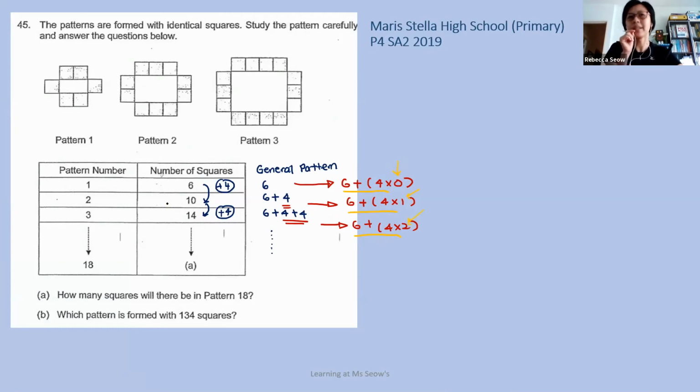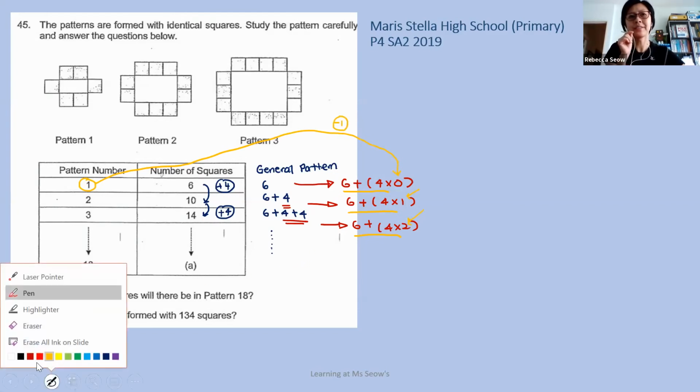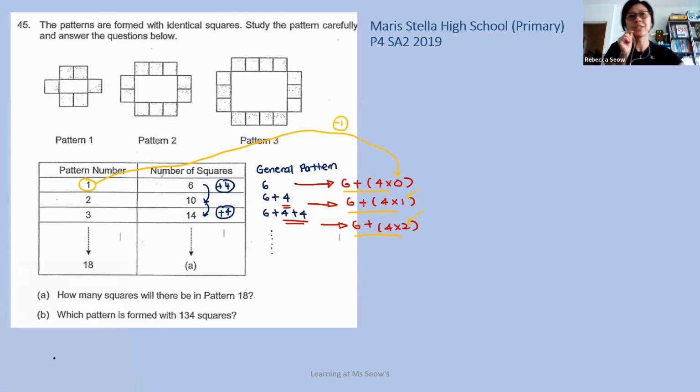What is this relationship between the last number in the general pattern and the pattern number? You realize that the pattern number is always 1 more than this last digit in the general pattern. So to derive the last digit in the general pattern, we take the pattern number and we subtract 1 from it. Okay, so this is how we derive the general pattern.